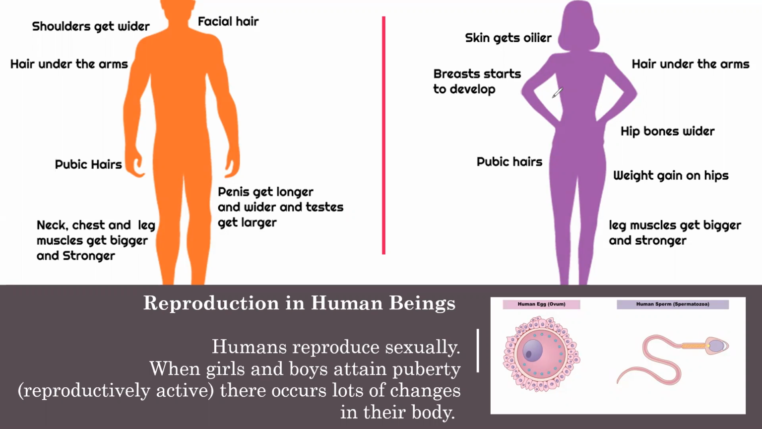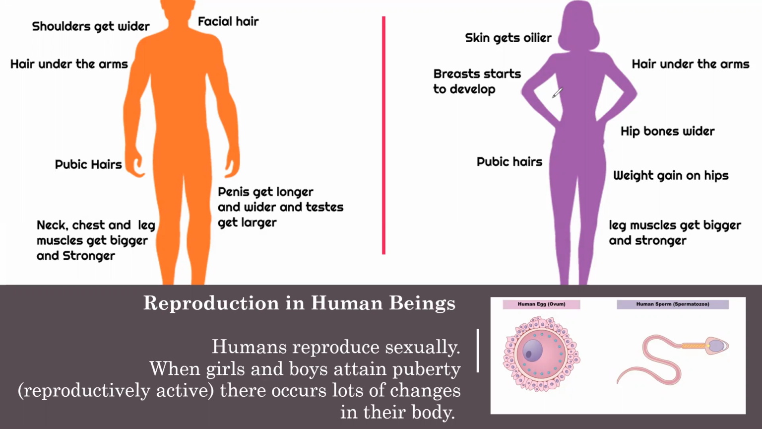Now, sexual reproduction in humans. Reproduction in human beings: humans reproduce sexually. When girls and boys attain puberty, that is the reproductively active stage, a lot of changes occur in their body. Changes like growth of hair under the arms and growth of hair in the private parts, that is pubic hair.